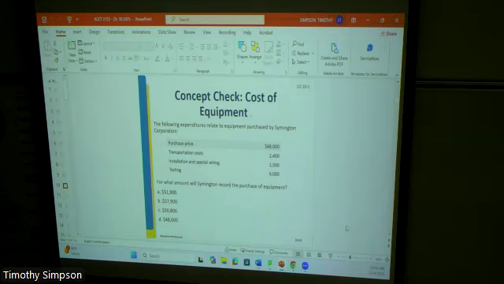Purchase price $48,000, transportation cost, installation, special wiring. So what will they record as the purchase of equipment? In other words, what will the debit to the equipment be? It's all those things, 57,900, which is 48,000 plus 2,400 plus 1,500 plus 6,000. All those go into the asset price.